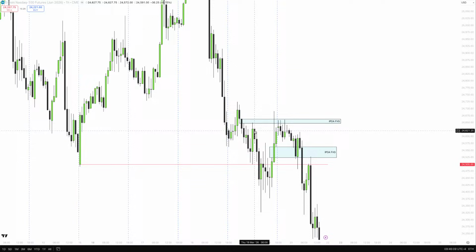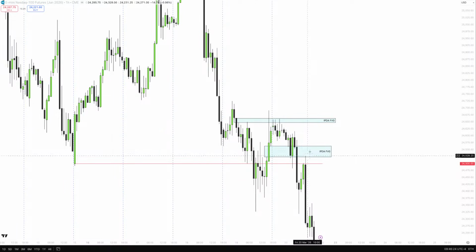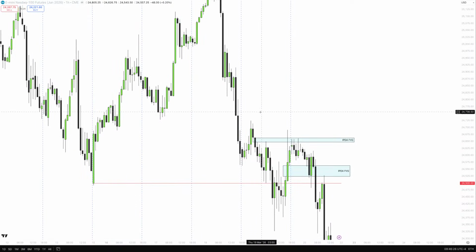And you can see here on Thursday you would have had a pretty nice key level to take shorts from, and also at the Asia session on Friday to take shorts from. So let's look at other examples. This right here is also an IPTA fair value gap. IPTA FVG.